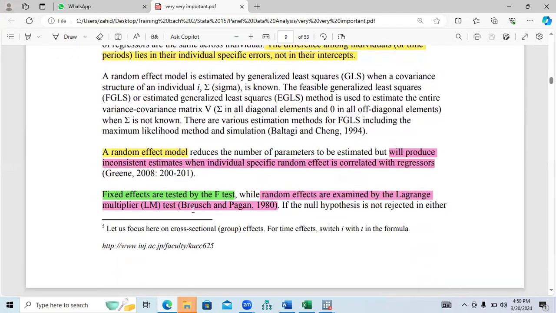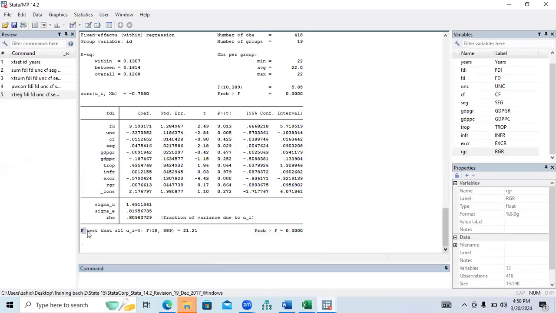So fixed effects are tested by the F test while random effects are examined by the LM test. So I will let you know how you can apply both of these things. This is the F test that ui is equal to 0, and the alternative indicates that it is not equal to 0. 0 means that there is no fixed effect in this model, while the p-value indicates that there is a fixed effect in this model. So what we have concluded here is that our fixed effect model is valid here.